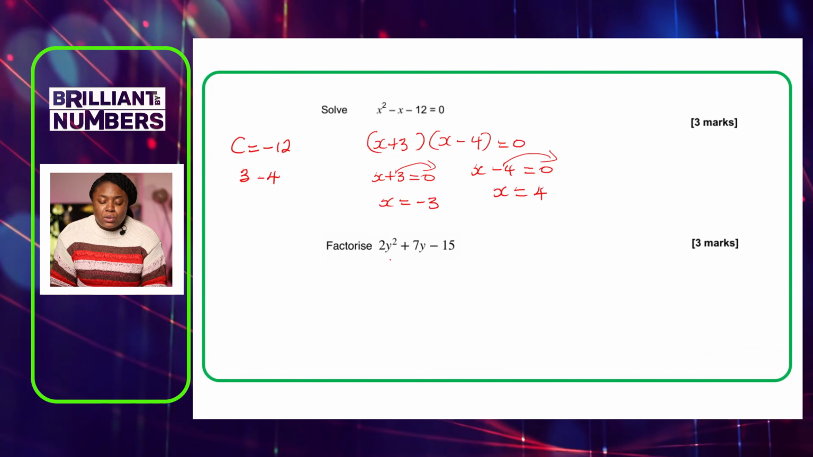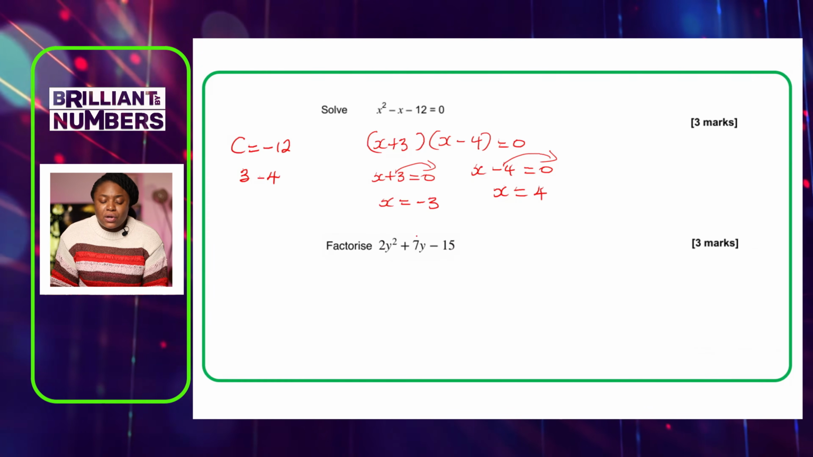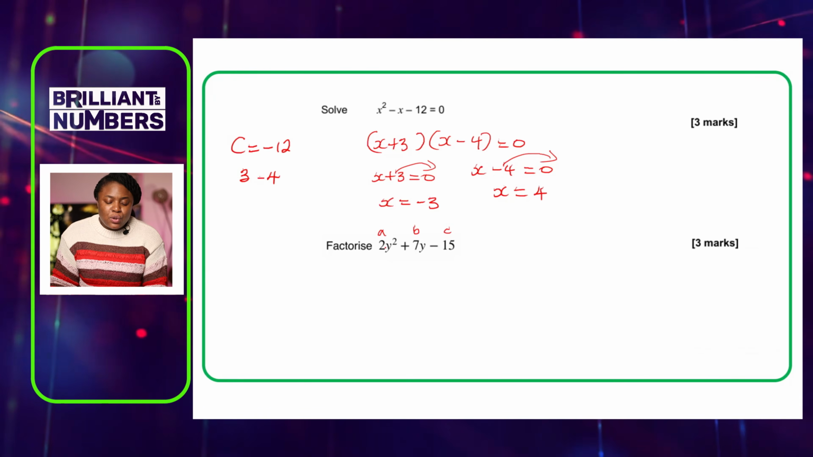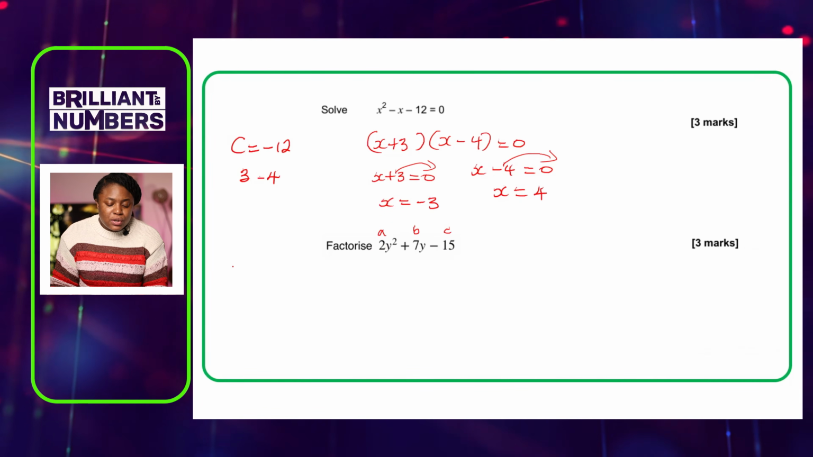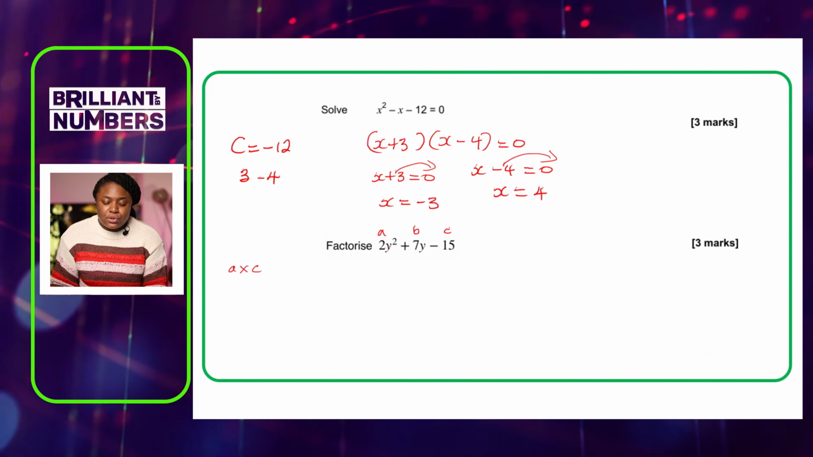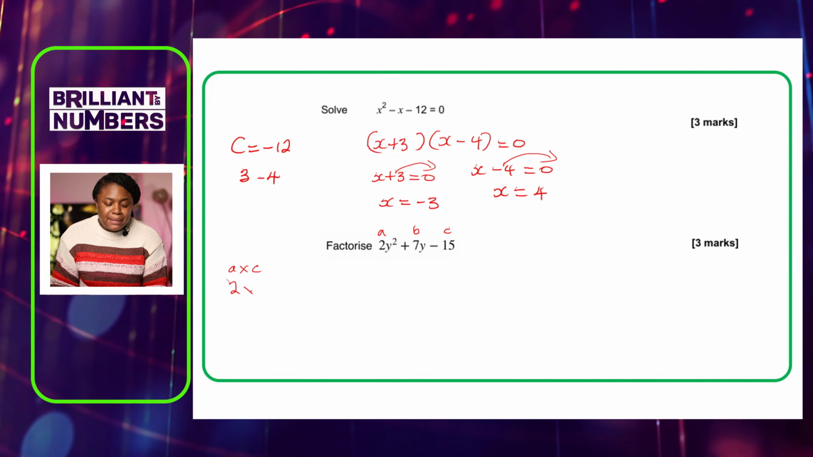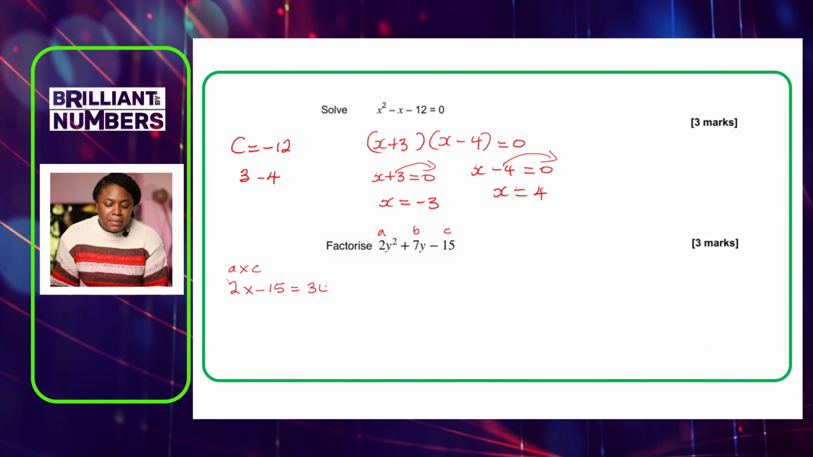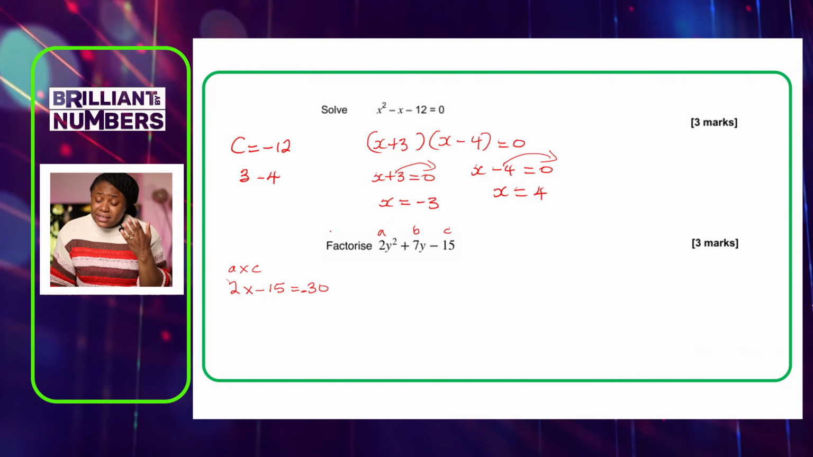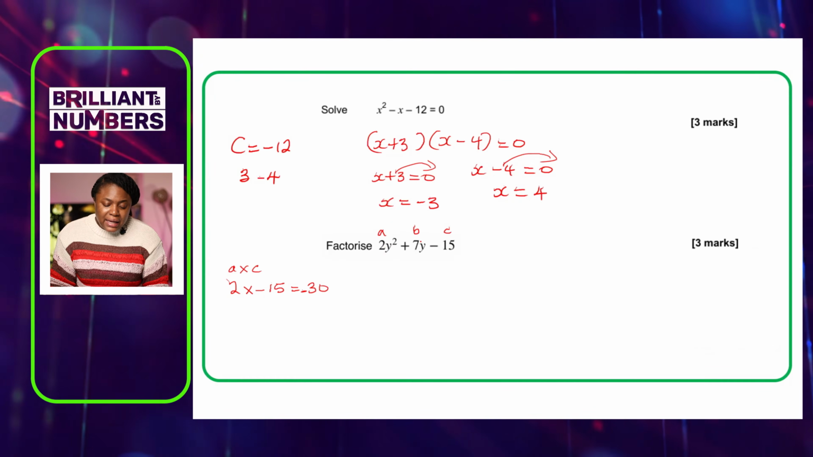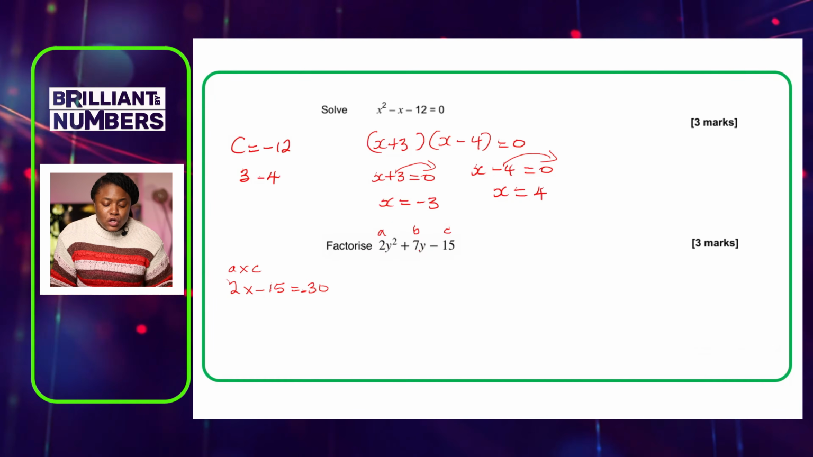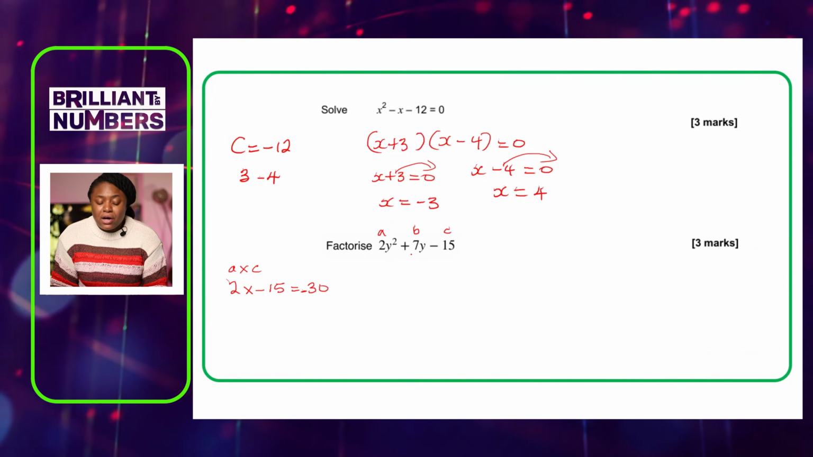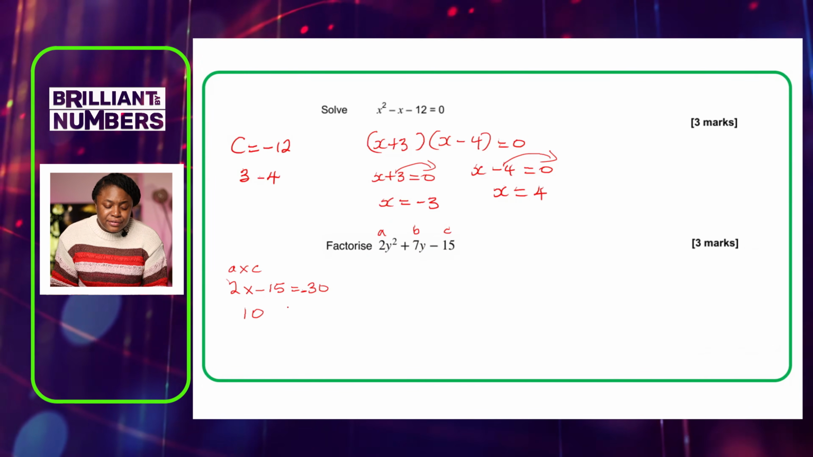We go on to the one where we have a coefficient greater than 1. So we're going to write down what is a, what is b, what is c. So we've got a to be 2. So we're going to do a times c. So that's 2 times c, which is minus 15. So we've got minus 30. I need two factors of minus 30 that will add to positive 7. So basically, two factors of 30 that are 7 apart, and that's 10 and 3.